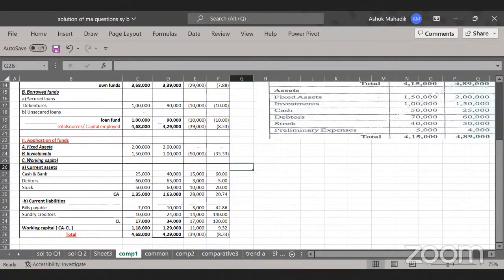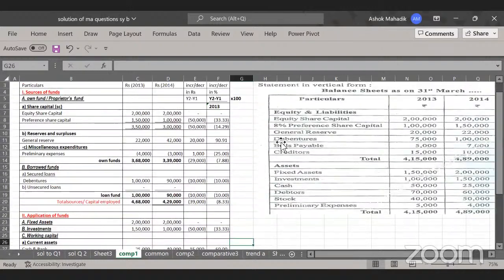Then leave one line, then go to investments. If any investment is given, this time it is given 1 lakh and 1,50,000. Then see working capital. First write current assets. Current assets will include all those items which relate to your daily operations like cash, debtors, stock. These are circulating assets. So write values of both the years, take total, then write minus current liabilities. Current liabilities you will find on the liability side. You can look at the liability side.